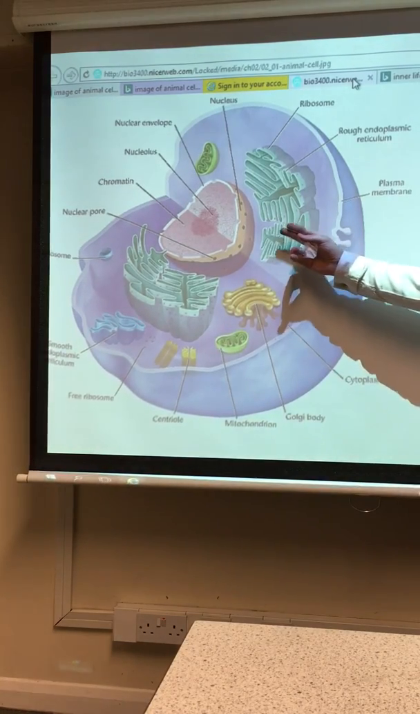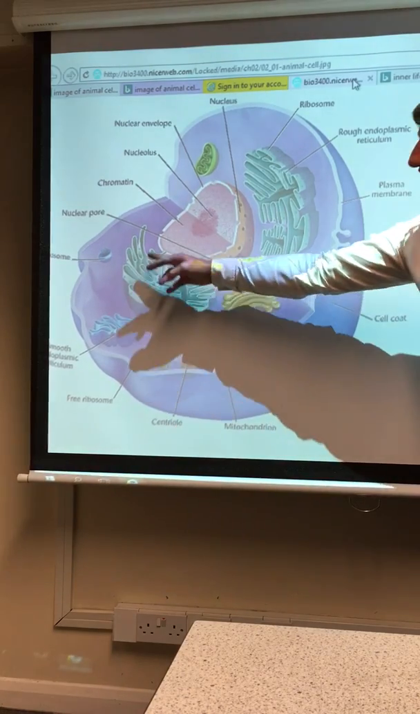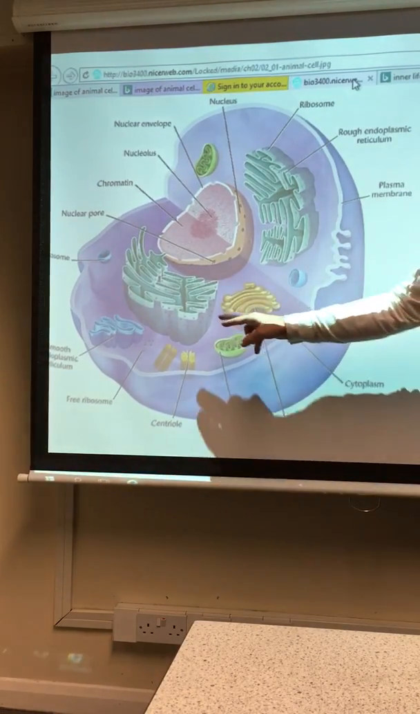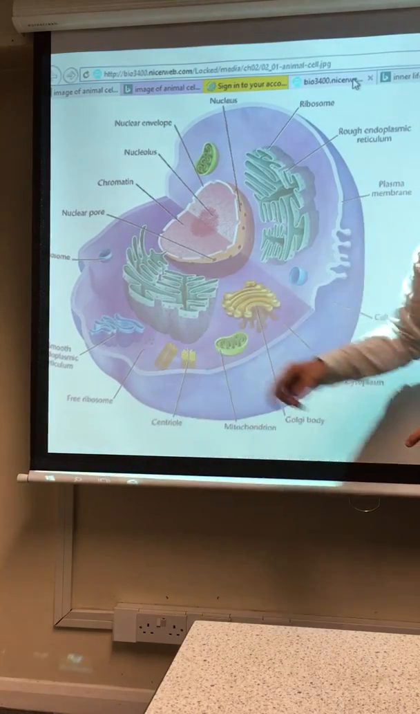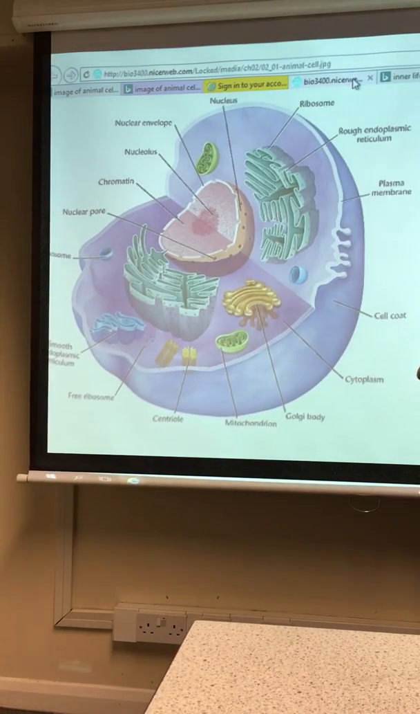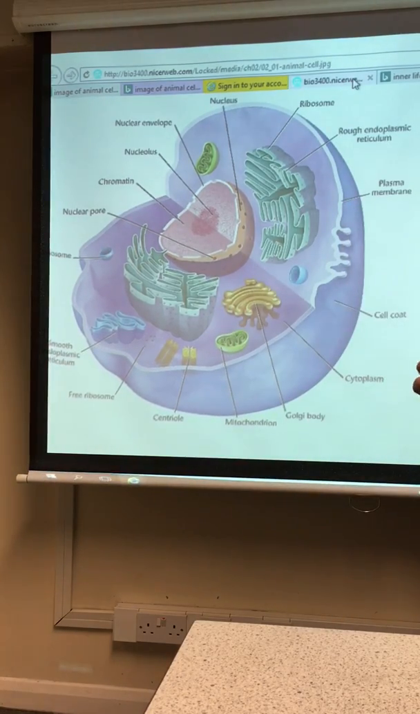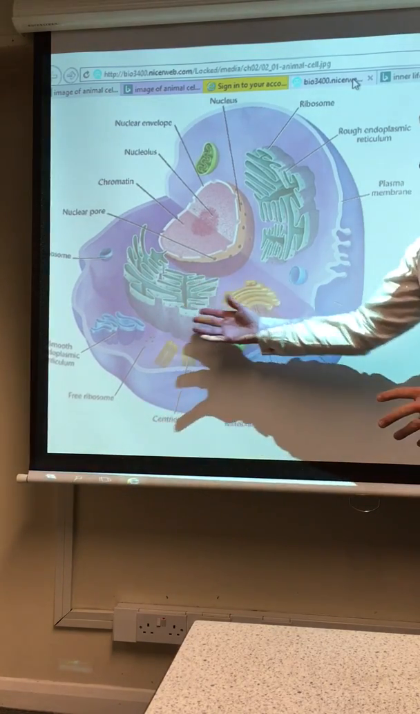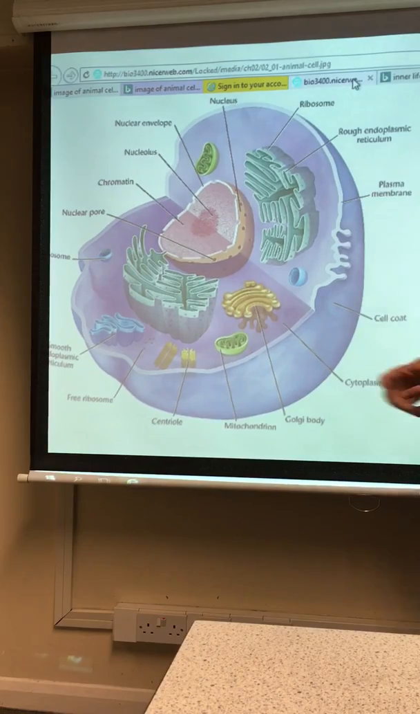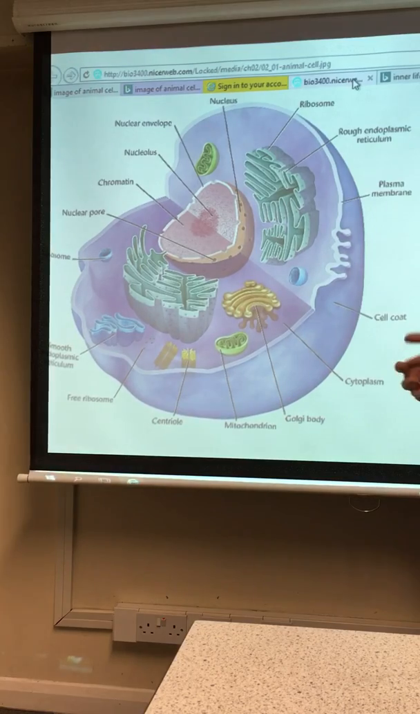We have here, which actually you can see is continuous with the nuclear membrane, the rough endoplasmic reticulum, and hopefully you'll be able to see some little specks on this. And they are membrane-bound ribosomes, which are responsible for protein synthesis, making proteins. And we also have here the gold colour, which is Golgi Apparatus, or Golgi bodies. Once the proteins have been made in the rough endoplasmic reticulum, the proteins are transported to the Golgi Apparatus where they are modified.